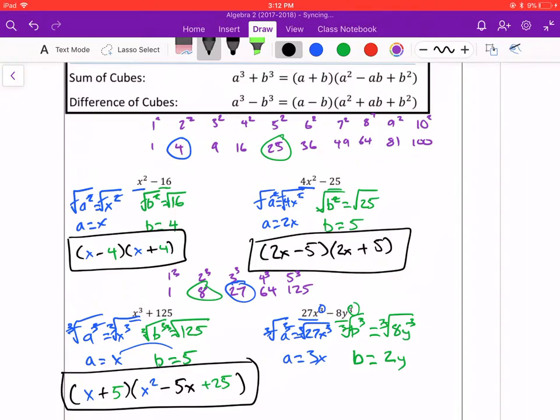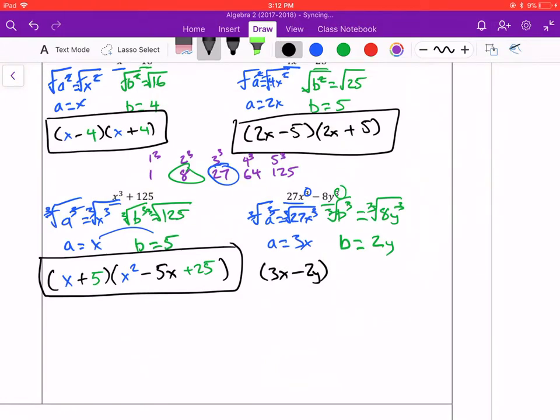Now this is the difference. So I have parentheses 3x, your a, minus your b, which is 2y. And then we're going to take a squared. Let's just do that to the side. a squared is 3x squared. 3 squared is 3 times 3, which is 9, and x squared, so 9x squared.